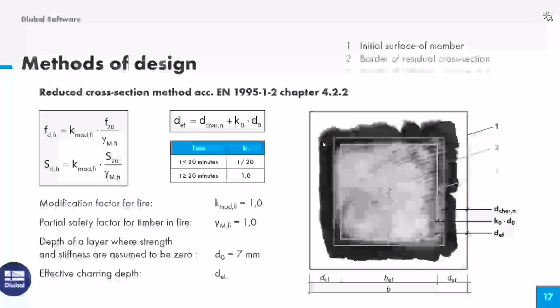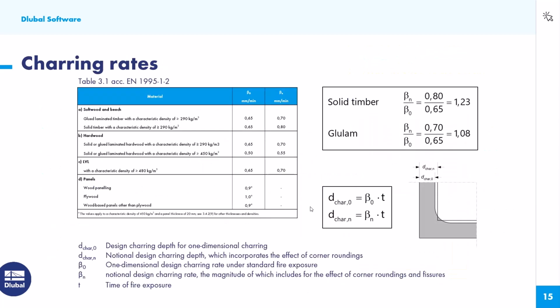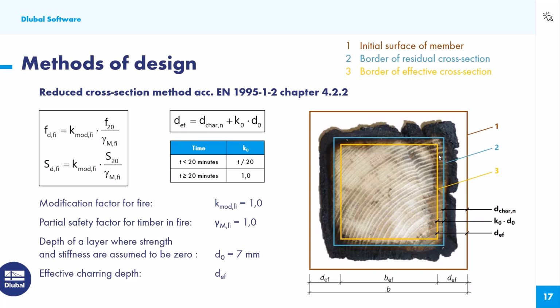Here we see the reduced cross-section method. Of course, we have the initial surface of the member, and it's reduced to the residual cross-section by the charring rate multiplied by the time. Since the area between the green and the yellow line already has an increased temperature, and therefore a reduced strength and reduced stiffness, this area should also be neglected. That's why for times higher than 20 minutes we add some additional depth: the factor k0 is 1 and d0 is 7 millimeters. So we additionally add 7 millimeters to our charring depth.